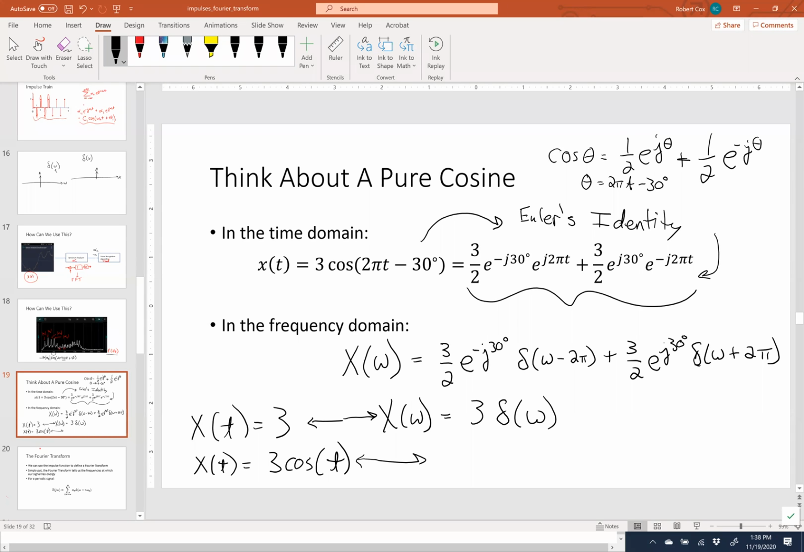So 3 cosine t. You got the right idea, right? But 3 cosine t, what's the frequency of that signal? What's its frequency in radians per second? You were close. What's the frequency of 3 cosine t in radians per second? Wouldn't it be 1? 1 radian per second, right? It's cosine omega t. The frequency of that guy is 1 radian per second.